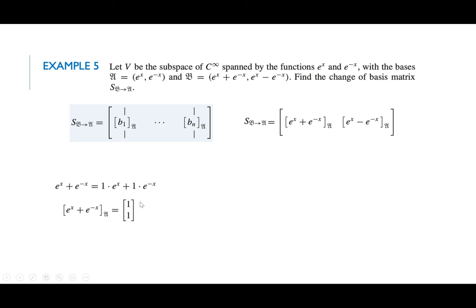So we're going to write it like that. Too easy. All right, let's look at the second one. Again, not too hard to see. It's going to be just 1 times the first basis vector plus minus 1 times the second basis vector. And so the coordinates for this vector in the U coordinates is going to be 1, negative 1. And so our change of basis matrix from B to U is going to be 1, 1, 1, negative 1. That's not so bad.